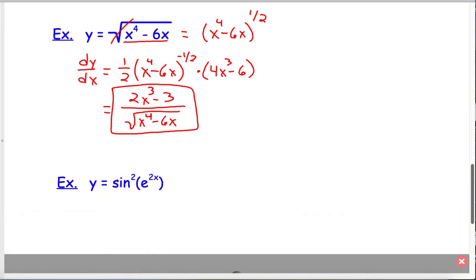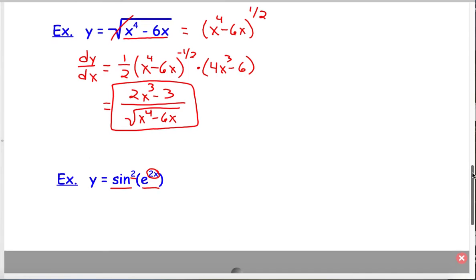Let's try one more. Wow, there's a lot going on here. So remember back when I said, how would you evaluate this? If I said x is equal to, let's say, 1, what would you do first? You would do 2 times 1. So that's the innermost function. Then what would you do? Well, you do e to the 1st power. That's the next function. And then what would you do? You would take the sine of that, and then you would square that. So there's actually 4 functions here. There's 4 things going on.